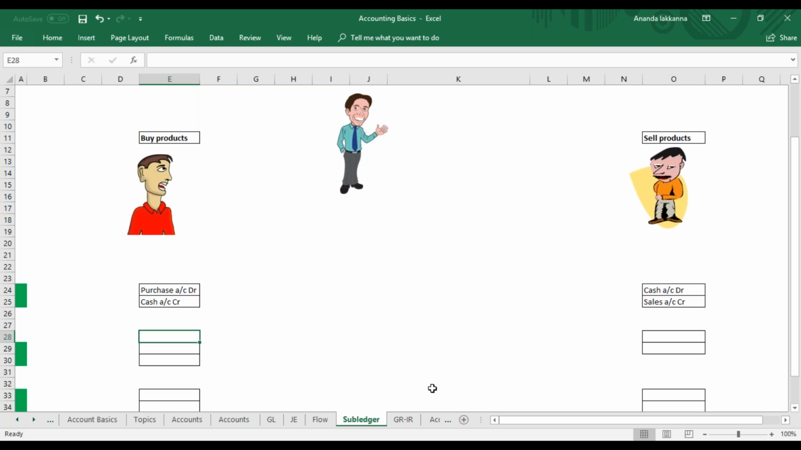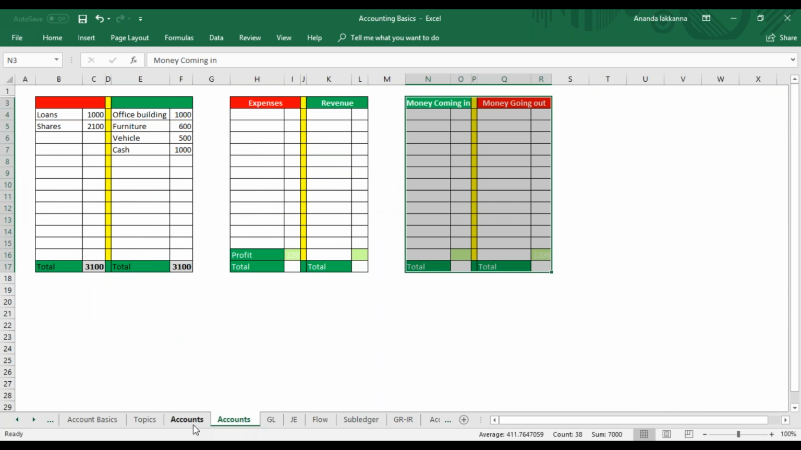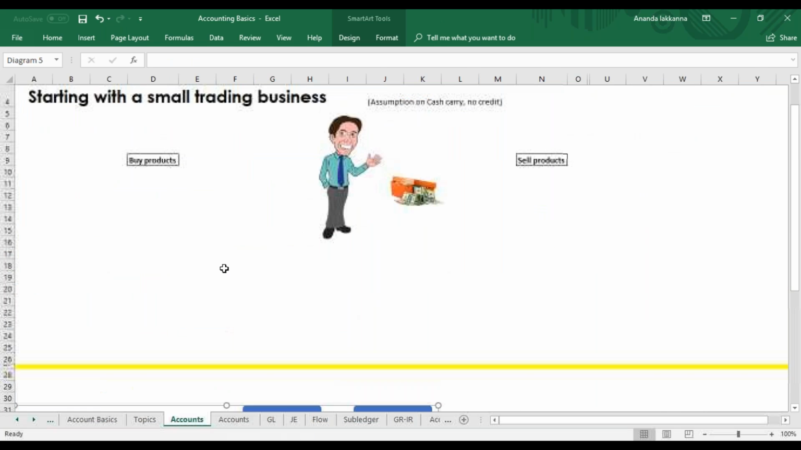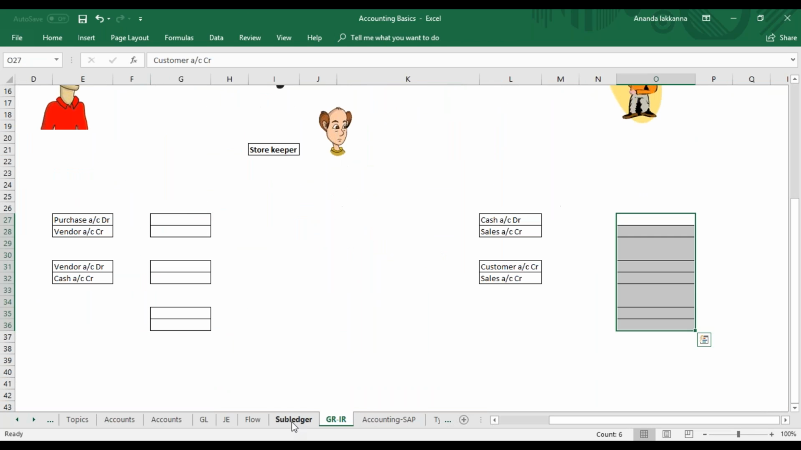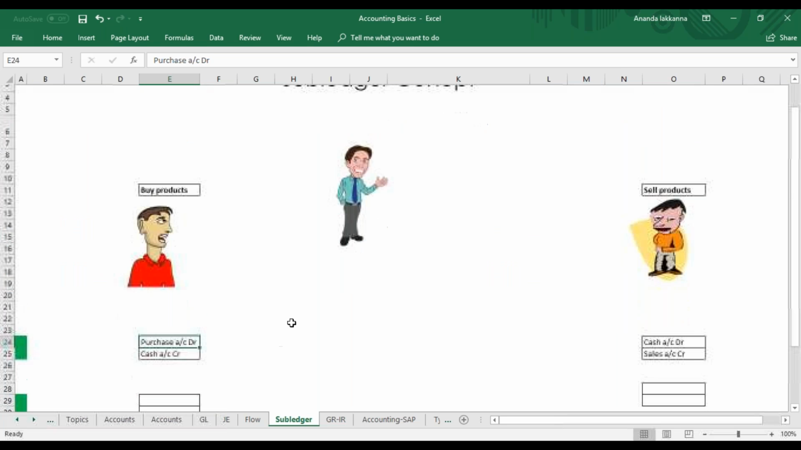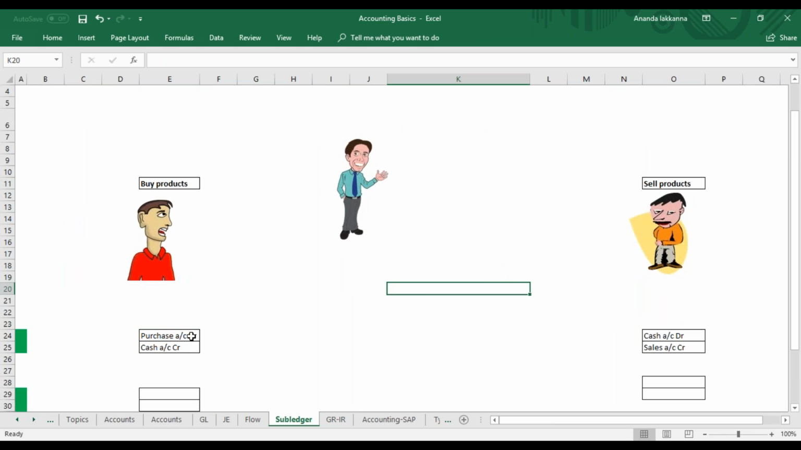Whenever you are doing this business, let me take this instead. When you are alone doing this, you give the money then and there. When you purchase, you give the money then and there itself and buy a product. And whenever you sell something, you sell a product and take the cash. What's the journal entry here? Purchase account debit to cash account. Here you may get confused again about purchase and cash.